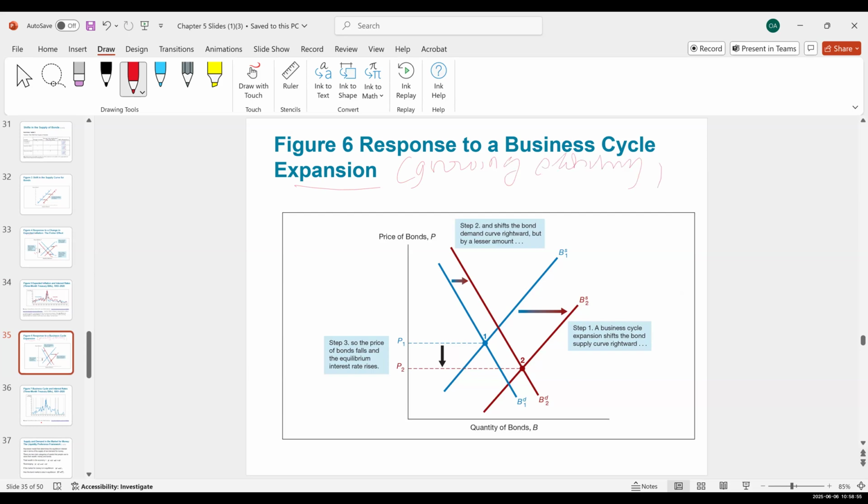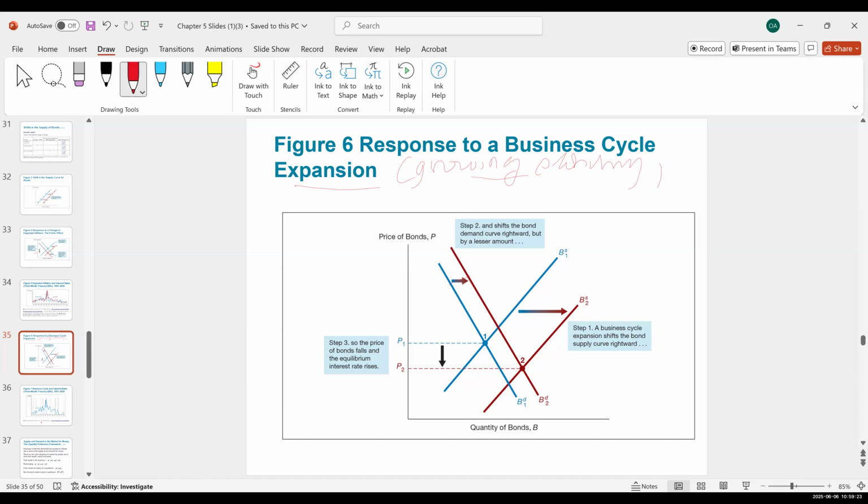So if the economy is growing, it means many Americans have jobs. It means the stock market is doing well, so people get wealthier during a growing and an expansionary economy. And once people are doing well, that means they have money to buy bonds. So the demand for bonds will shift to the right. And then at the same time, when the economy is growing, it means there's increased prospects for profitability. Does that make sense?